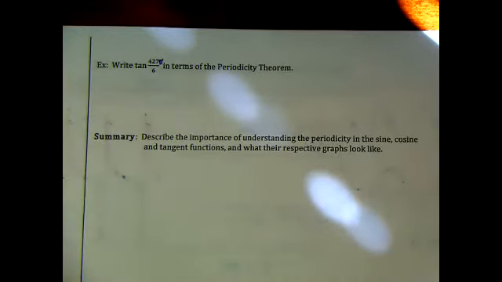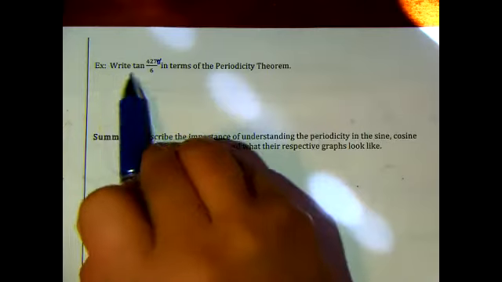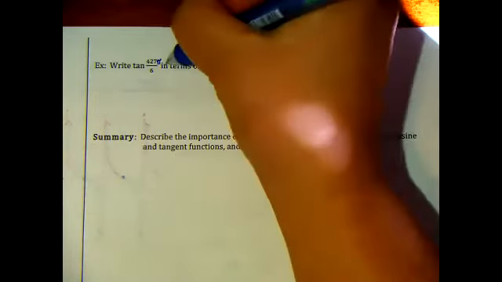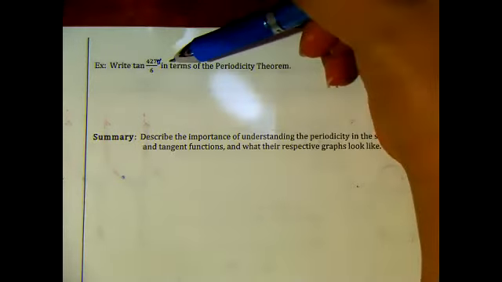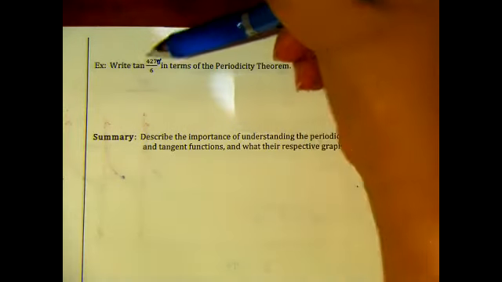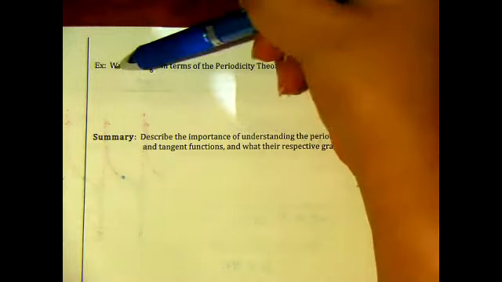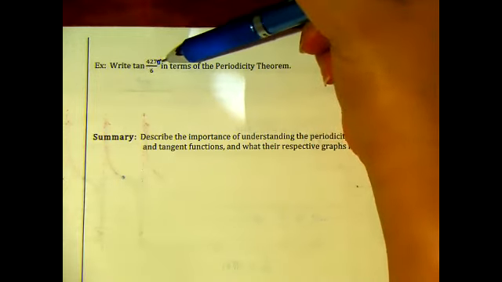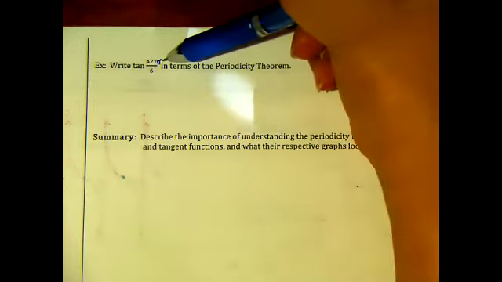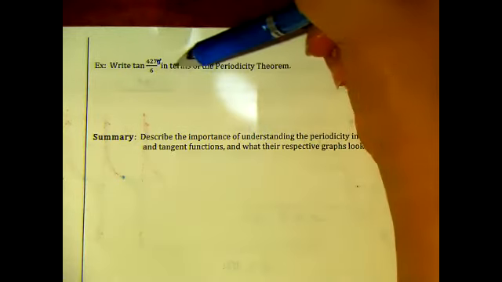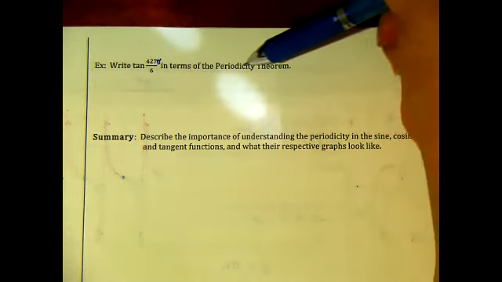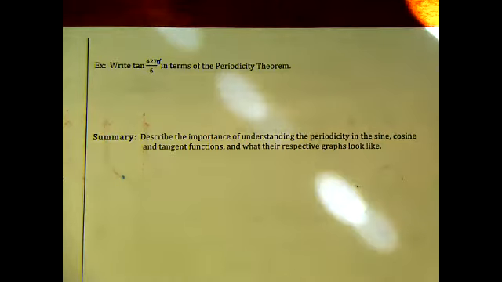Okay. So next, we're going to look at the next example. It says write tangent of 427 pi over 6. In my notes, for some reason, the formatting left out my pi, so that should have a pi with it, okay? In terms of the periodicity theorem.